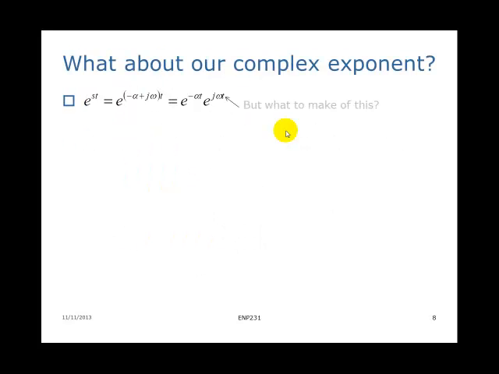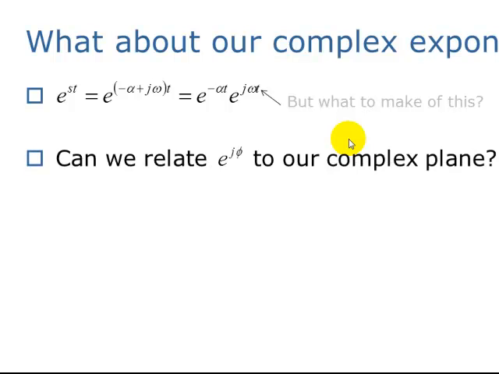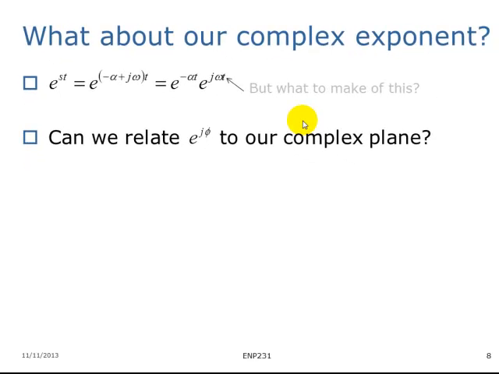Okay, what about our complex exponent? So we're studying this because we're in the middle of looking at these e to the st excitations. And if we have s to be a complex value, minus alpha plus j omega, so alpha would be a real number. Let's assume it's positive, so that minus alpha is a negative real value, and omega is a real value. Then we have this e to the minus alpha t, which is an exponential decay, times e to the j omega t. And what is e to the j omega t? Can we relate this to our complex plane?